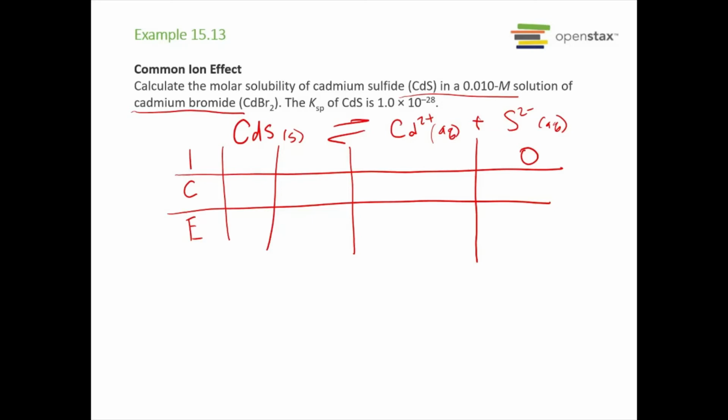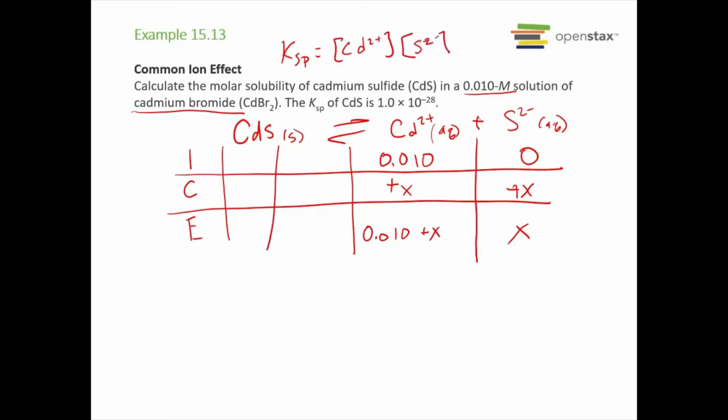Okay, so we're adding cadmium sulfide to cadmium bromide. So that means that we're starting with 0.010 molar of the cadmium 2+ from the cadmium bromide. Since it's a product, both of these, the amounts of them are going to increase by some x. So at equilibrium, we have 0.010 plus x for the cadmium 2+, and then just x for our sulfide. So our Ksp equation is equal to Cd2+ times S2-.